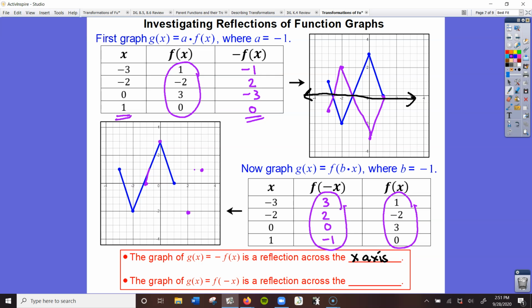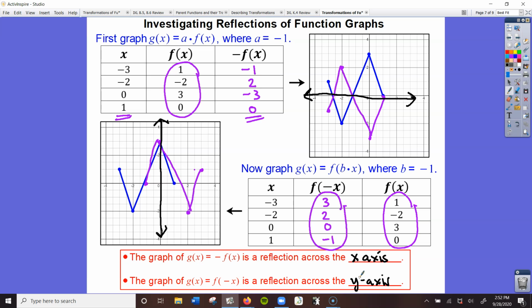And if I connect those dots, we can see that it flipped, right? It reflected, but horizontally. And when it reflects horizontally, because remember, it did affect your x's, so it's going to be a horizontal transformation, it is flipping over the y-axis. So therefore, the graph of g of x, which is equal to f of -x, is a reflection across the y-axis.